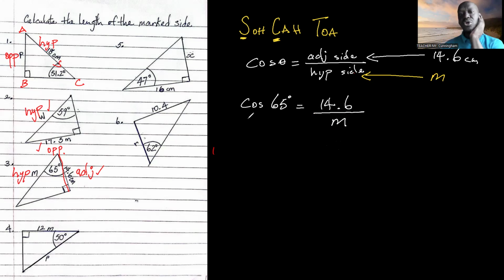Antonio, because it's a fraction and I want to cross multiply, I put the cos 65 over 1 as well. So now I am cross multiplying. Always do the one with the unknown first, and you cross multiply diagonally.